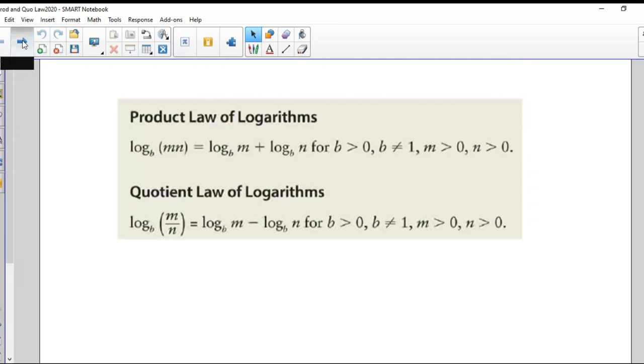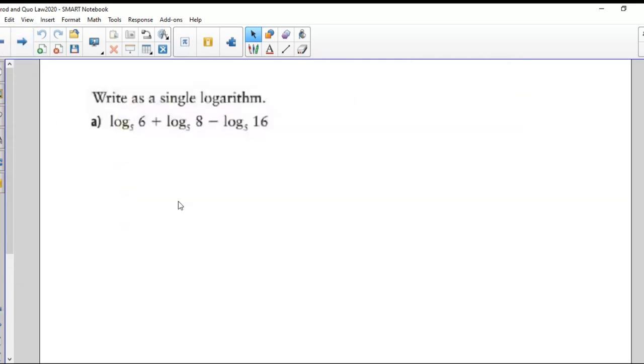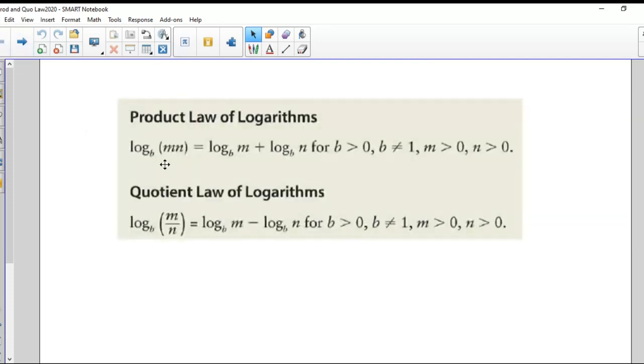Let's see if we can put that to good use now. Let's write this as a single log. These are all log base 5s, right? So log base 5 of 6 plus the log base 5 of 8 minus the log base 5 of 16. So let me take you back, just to remind you what the law says. If I have a product, I can write it as a sum. If I have a quotient, I can write it as a difference. The reverse is true. If I have a sum, I can write it as a product. If I have a difference, I can write it as a quotient.